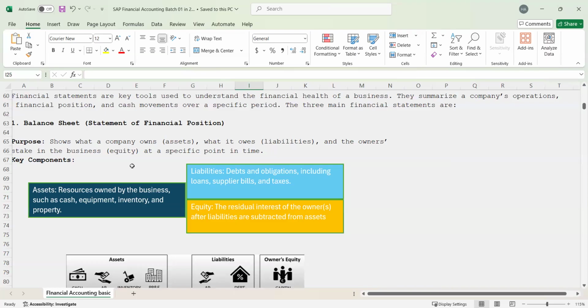So assets are resources owned by the business, such as cash, equipment, inventory, and property. Let me use an example. Madam Gania said something about doing a fabric business. So you buy fabrics, right? But remember, when you're buying those fabrics, you are using money in your account. That money in your account is an asset. That's why they say cash is an asset. The cash you have in your account is an example of an asset.